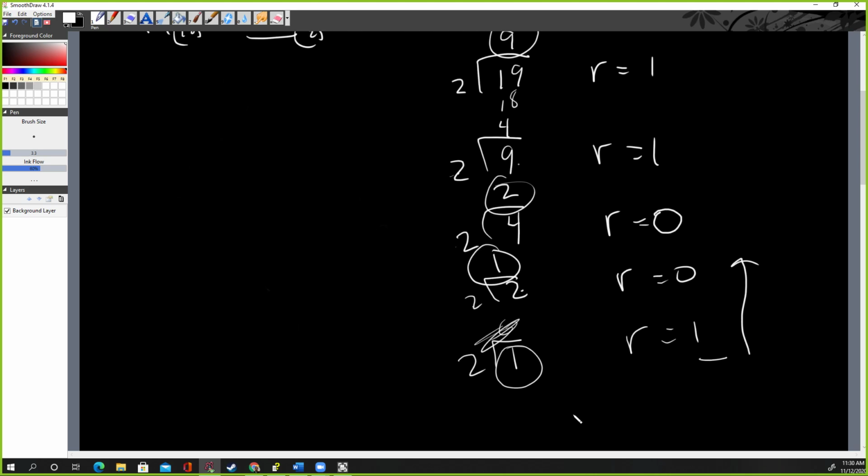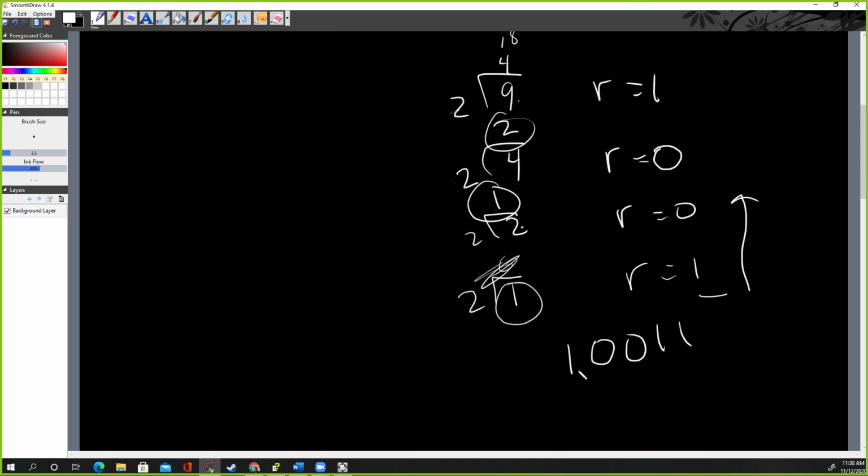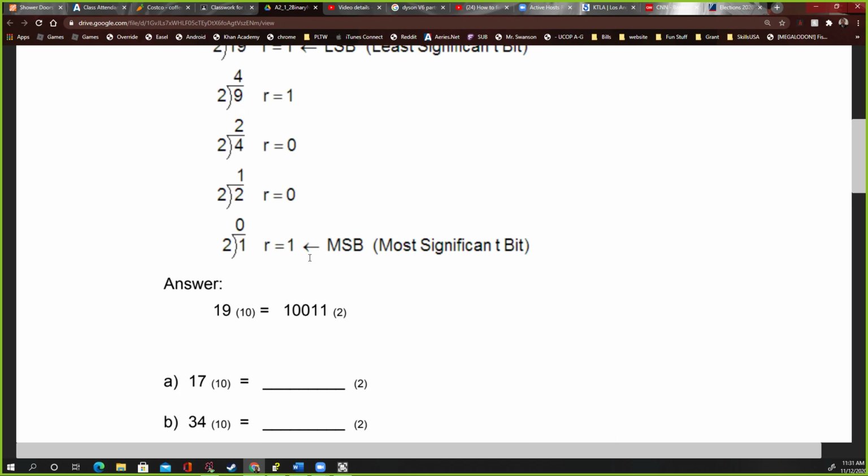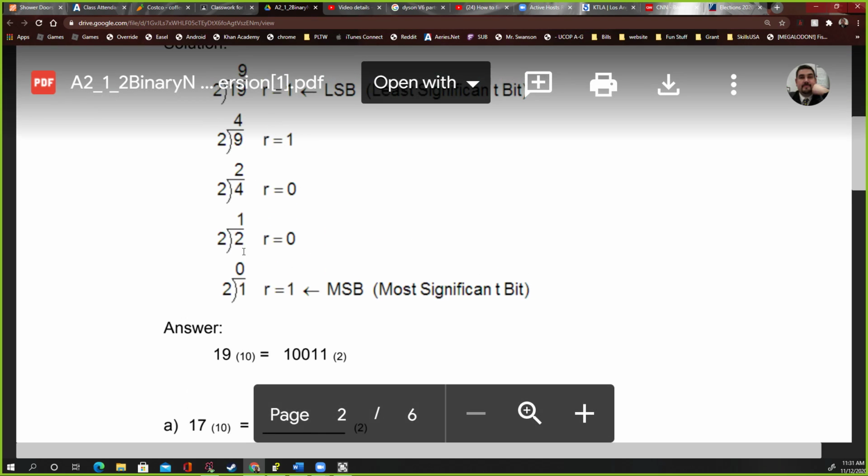This is the most significant digit. So we go 1, then 0, 0, 1, 1. And I think that's it, right? Yeah, I just want to make sure. So 1, 0, 0, 1, 1. Let's look at our sample. And the answer is 1, 0, 0, 1, 1. And they got the same answer as I did.